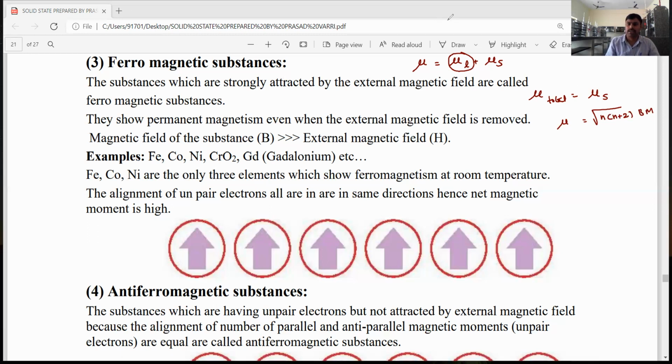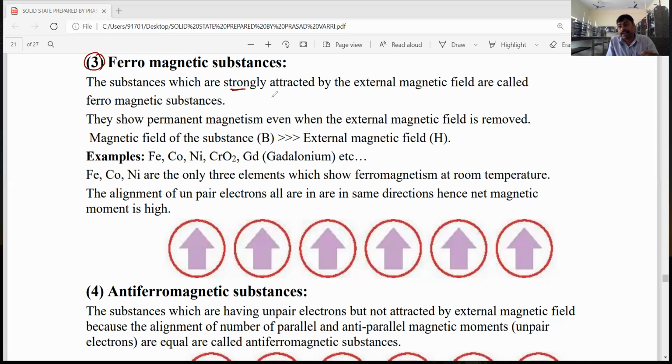Let's see the third one, ferromagnetic substance. What is the difference between paramagnetic and ferromagnetic substances? Paramagnetic substances are weakly attracted by the external magnetic field, and ferromagnetic substances, when placed in the external magnetic field, are strongly attracted by the external magnetic field.